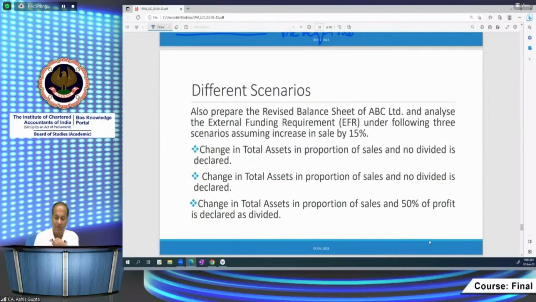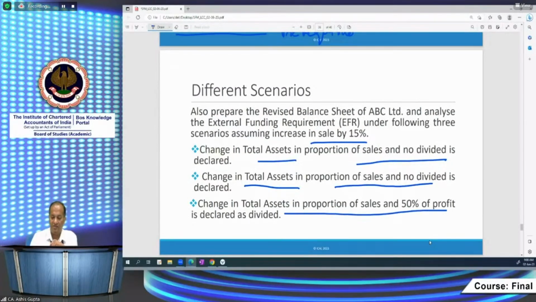Now, if the change in total assets in proportion of sales and no dividend is declared; change in total assets in proportion of sales and 50% of dividend is declared.